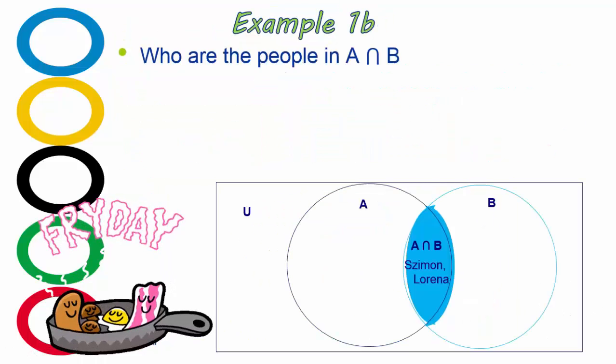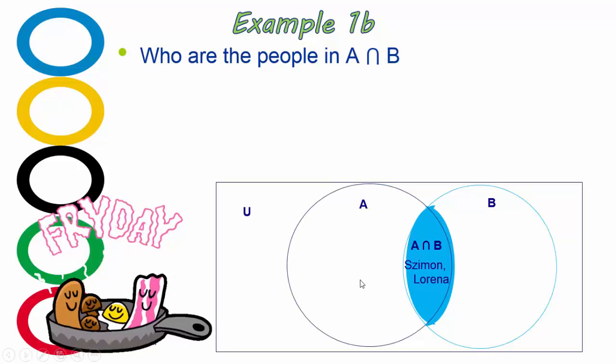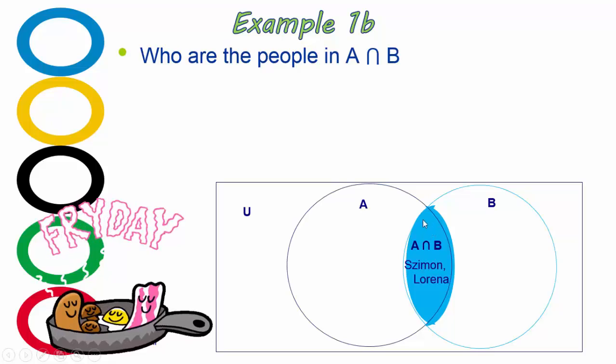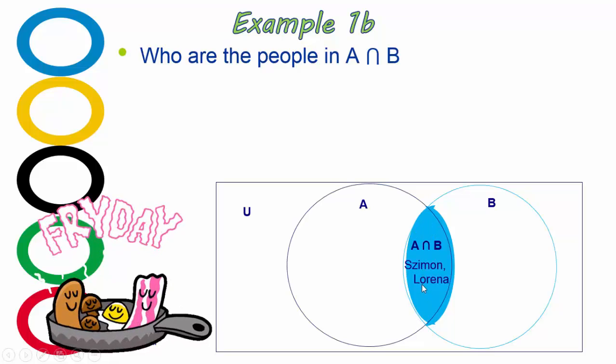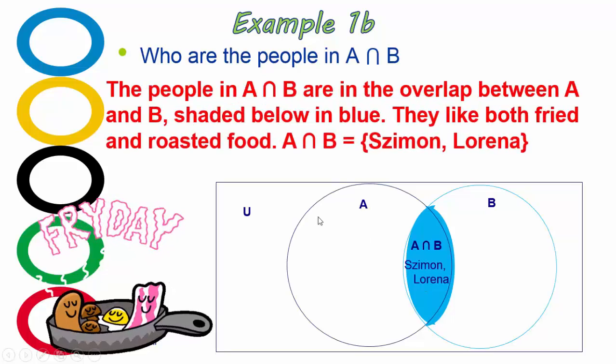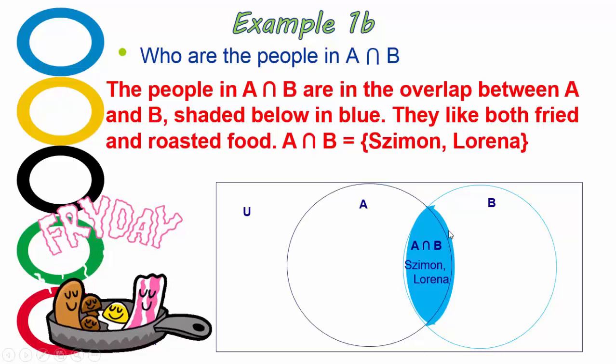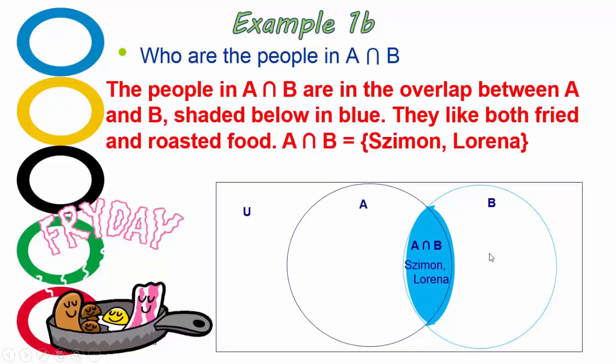In example B, we want to know who are the intersection, meaning the ones who like both. Well, according to our diagram, we have Simone and Lorena. So the intersection means where our sets A and B overlap.